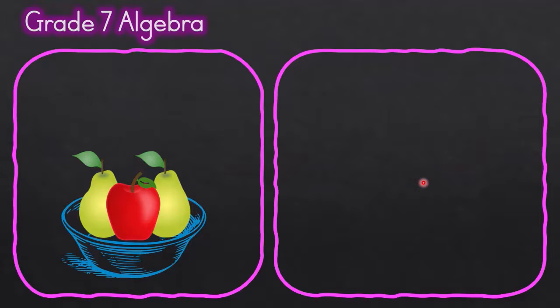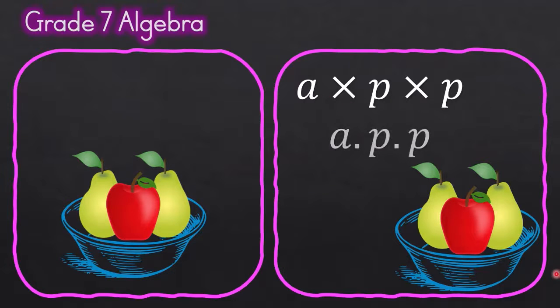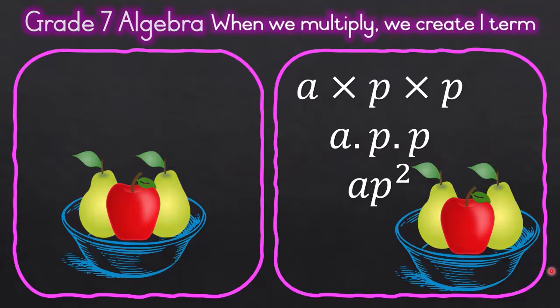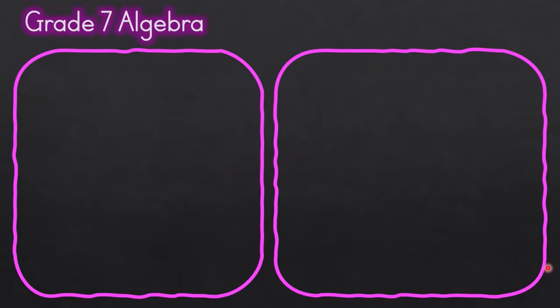So what are we doing in this case? We are saying we've got a basket with an apple, a pear, and a pear. So it's one thing, one item. We are multiplying them. It's one thing, therefore we can write it as APP or AP squared. When we multiply, we are creating one term, one item that we pay for. Okay, let's move on to the next thing.